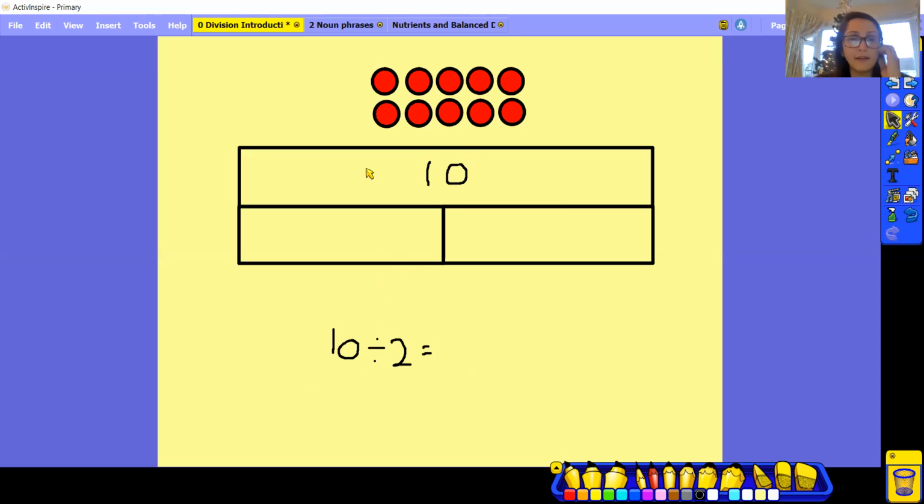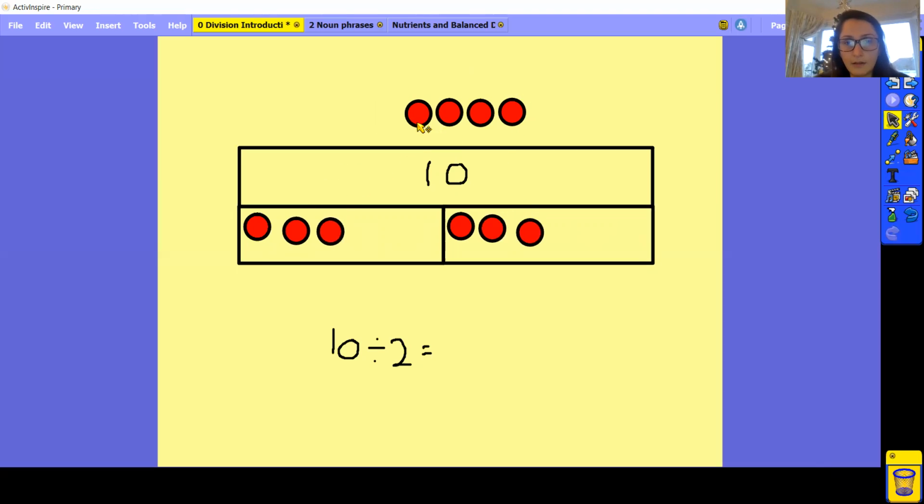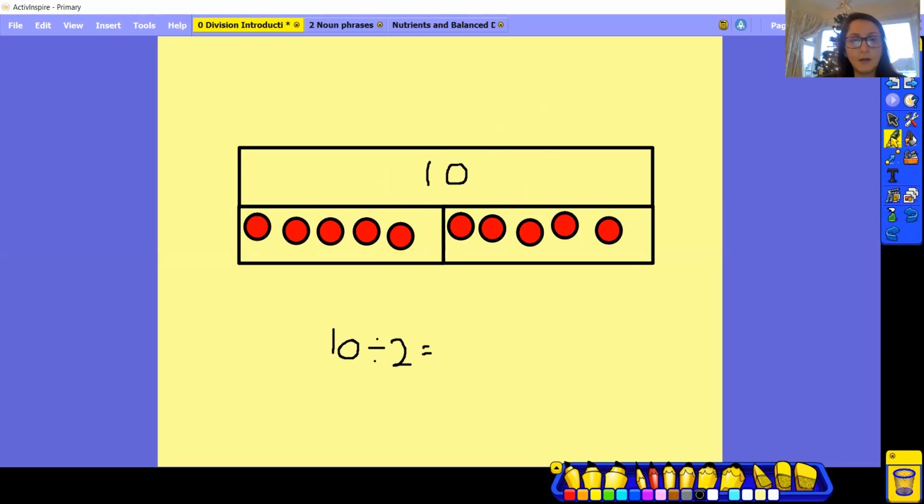So I'm going to share these groups, and make sure when you're drawing your dots, you do it the same way as I am. You're not just making sure that all the dots are nice and neat as possible. So we've got 1, 2, 3, 4, 5, 6, 7, 8, 9, 10. So we know we haven't got a remainder, we haven't got anything left over.